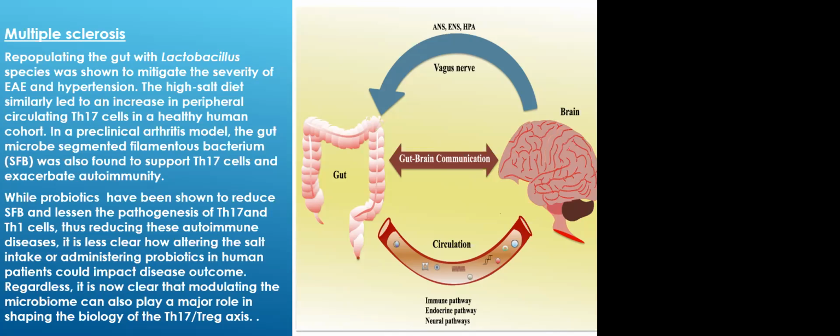While probiotics have been shown to reduce this bad bacteria, the SFB, and lessen the pathogenesis of the Th17 and Th1 cells, they're reducing this autoimmune disease if generated. Less clear is how altering the salt intake or administering probiotics in human patients could impact the disease outcome. Well, yes, I think we know how, and we explained it. Regardless, it's now clear that modulating the microbiome can also play a major role in shaping the biology of the Th17 Treg axis, right?